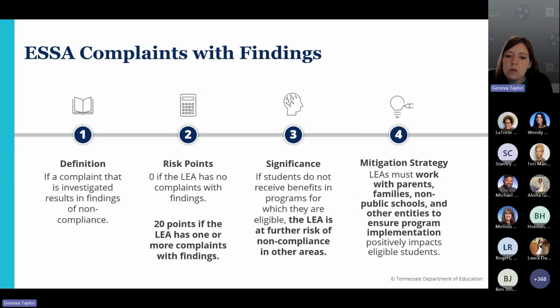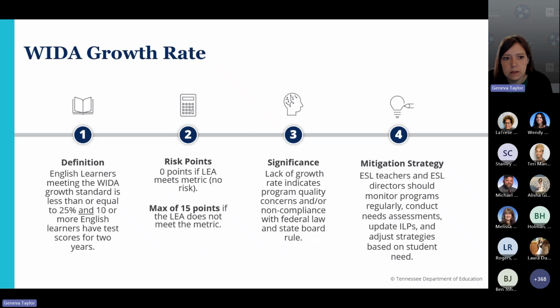Making sure that you work with your parents and families, your non-public schools, other entities to ensure that your programs are being implemented positively impacts your eligible students. Making sure that you are working with parents of students experiencing homelessness, not chilling their enrollment or adding barriers to their enrollment. All of those strategies help reduce the likelihood that you will receive a complaint with a finding.